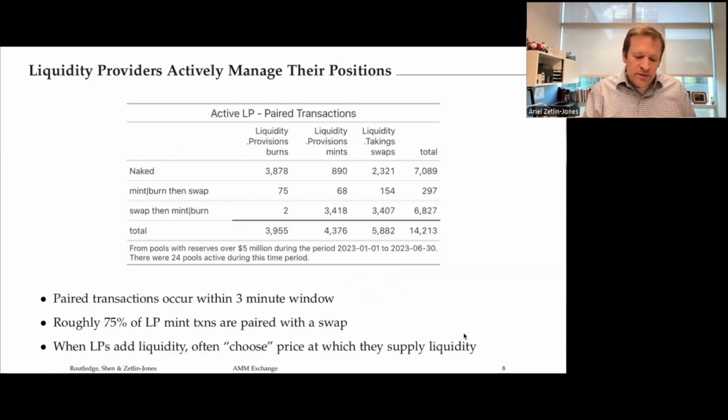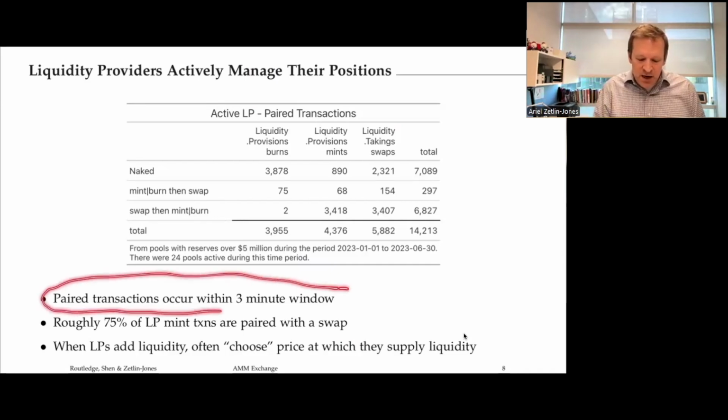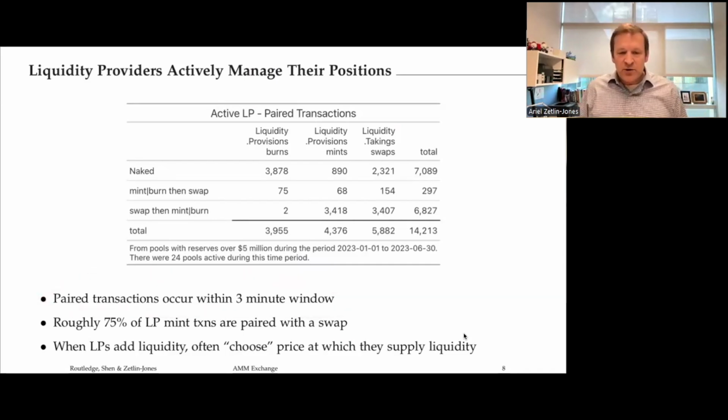Now, what I argued was I want to see evidence of liquidity providers setting prices when adding or withdrawing liquidity. So what I'm going to try to do is look at paired transactions. I'm going to look for liquidity provider addresses who engage in some kind of swap and then mint within a window. And for this table, I'm going to do it within a 3-minute window. The results are not very sensitive to whether we zoom into a block or zoom out to a wider window.